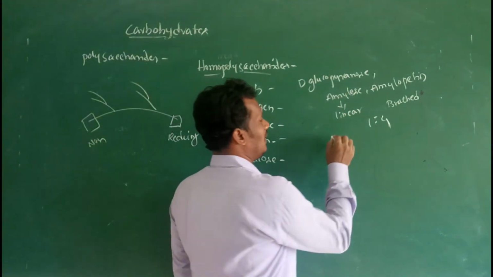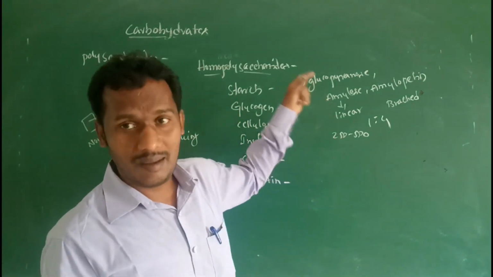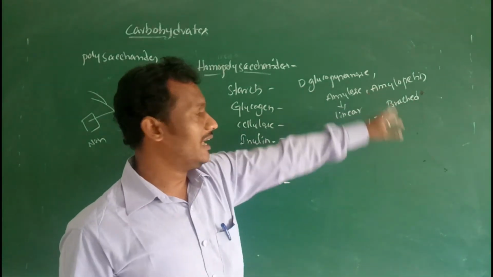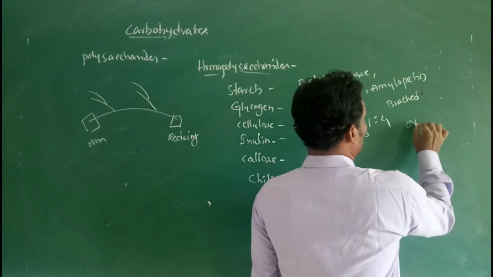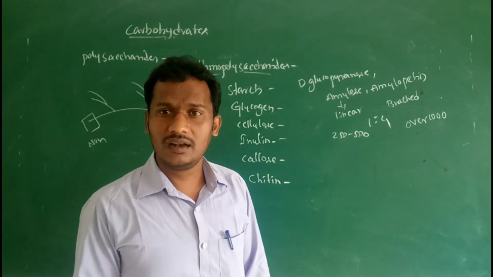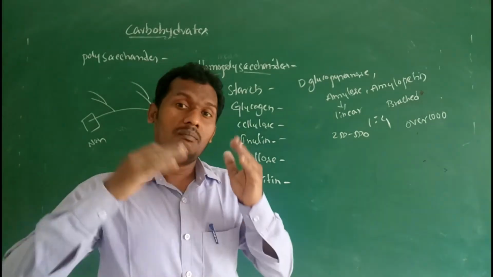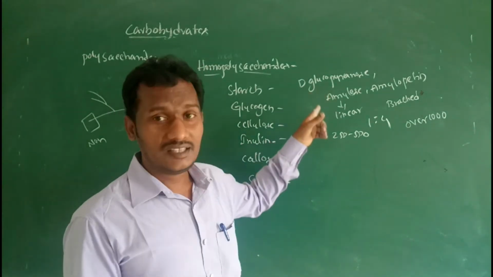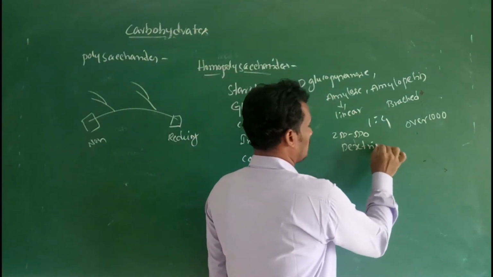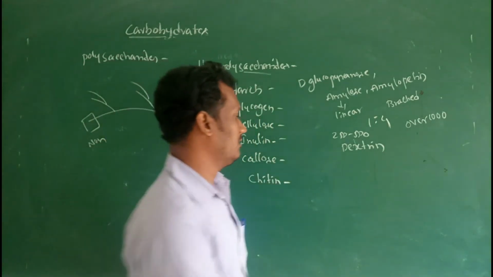Amylose generally contains 250 to 500 monosaccharide units. Amylopectin contains over 1000 monosaccharide units. Partial hydrolysis of starch will give dextrin.